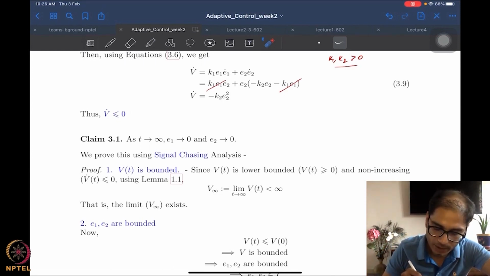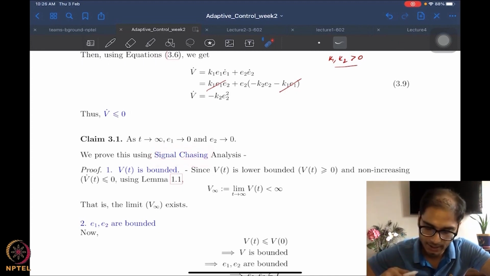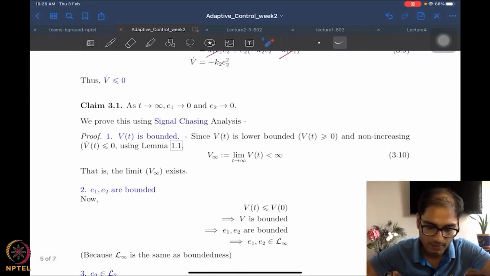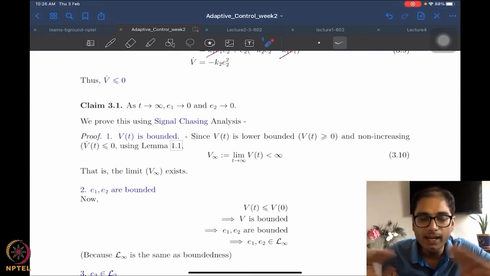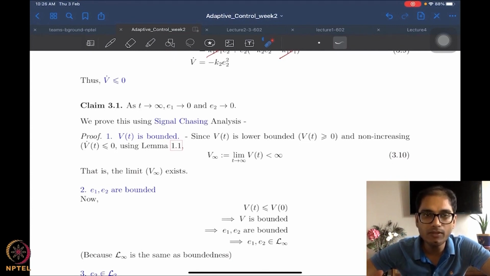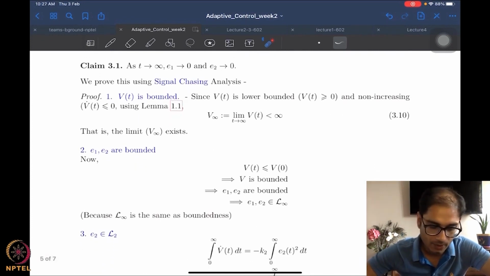The analysis that we do subsequently is called the signal chasing analysis. We chase through a lot of signals, and this has very, very standard steps. The important thing for all of you who are taking this course is to almost memorize these steps, because every time we try to use Barbalat's lemma, these will be the standard steps that need to be implemented. So I want all of you to almost memorize what these steps are.